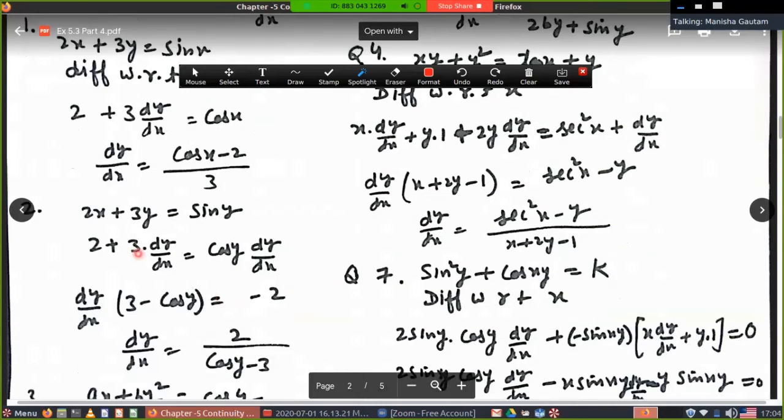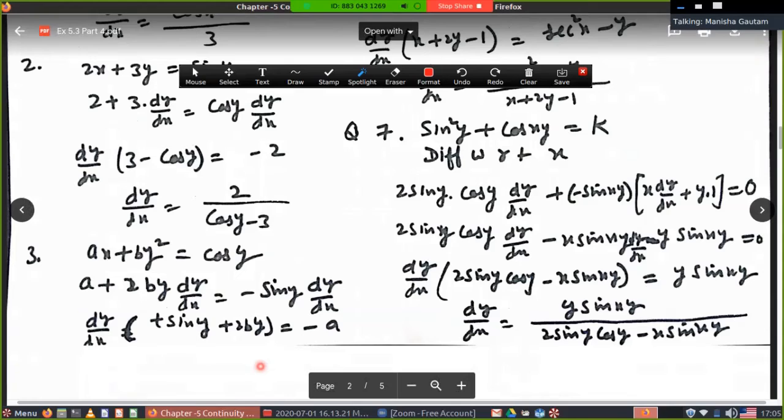Second question, 2x plus 3y is equal to sine y. The derivative of 2x is 2, of 3y is 3 into dy/dx, and sine y gives cos y times dy/dx. Now collect the terms of dy/dx on one side. dy/dx times (3 minus cos y) is equal to minus 2. If you take the minus sign common, you get cos y minus 3, and both minus signs cancel each other. So dy/dx is 2 upon (cos y minus 3).